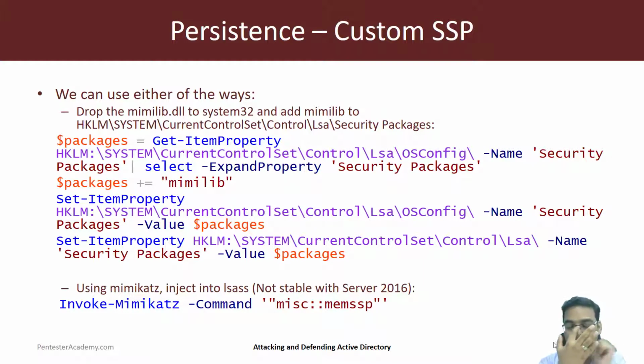One is we pick up mimilib.dll from the Mimikatz repository, drop it to the system32 directory of the domain controller, and add mimilib to this registry key. A sample PowerShell code which we can use to add mimilib as an SSP is this. We need to add mimilib to the HKLM System CurrentControlSet Control Lsa OSConfig and HKLM System CurrentControlSet Control Lsa. We add mimilib to both the registry keys, drop the DLL inside system32 and reboot the machine.